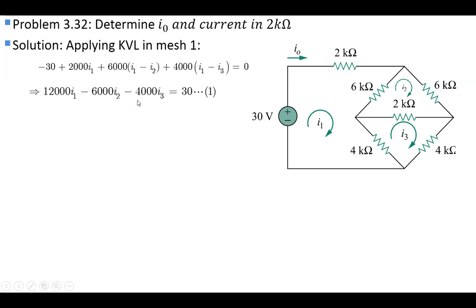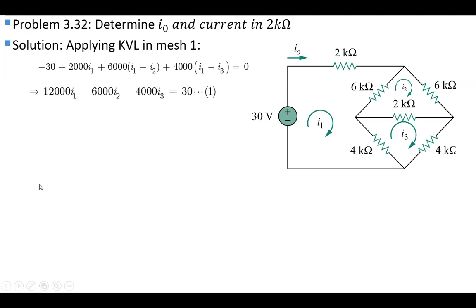Coefficient for I3 is minus 4000, and minus 30 can be transferred to the right side of the equation. So this should be equal to 30. So we have actually constructed equation number 1. Now we are constructing equation number 2.